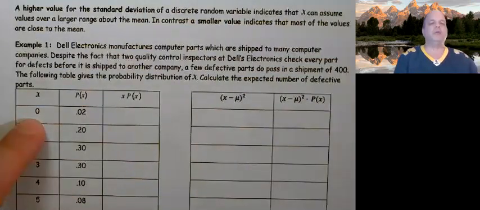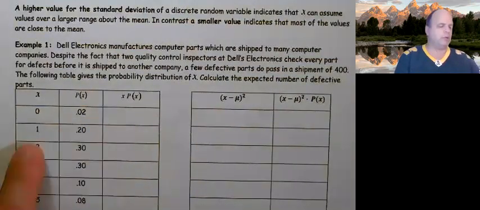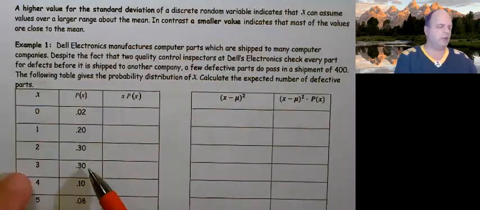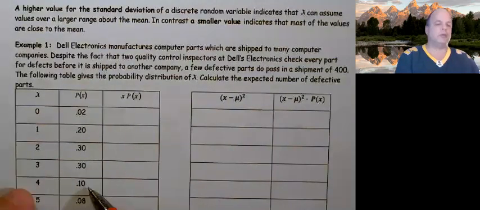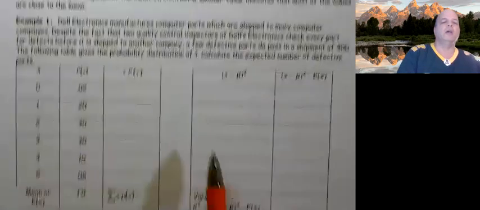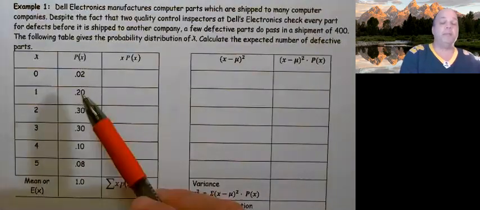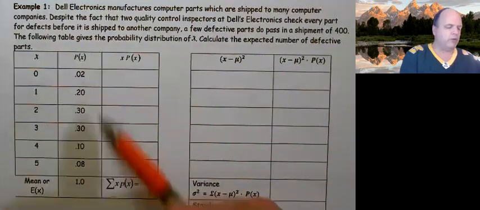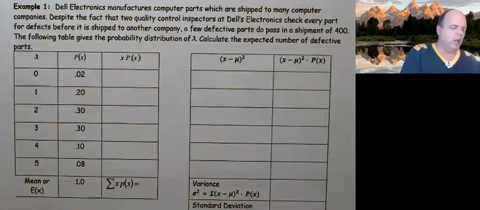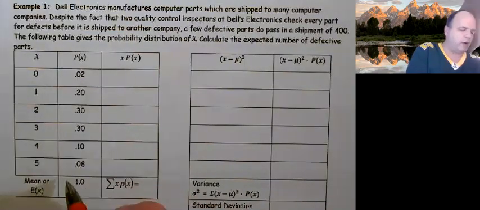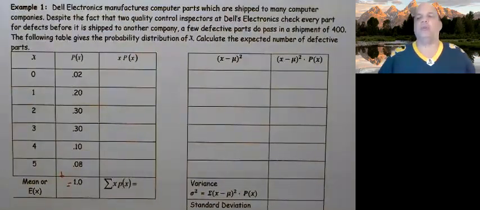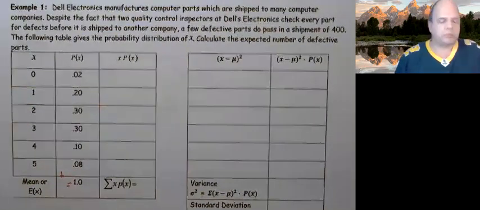So the probability we have 0 defective parts is 0.02. The probability of 1 is 20%. Probability of 2 defective parts is 30%. Probability of 3 is 30%. Probability of 4 is 10%. And the probability of 5 is 8%. Please remember, to be a valid probability distribution, every probability must be between 0 and 1. There's no negative, and there's nothing greater than 1. And when we add them all up, they equal 1 whole. That also has to be true to be a valid probability distribution.